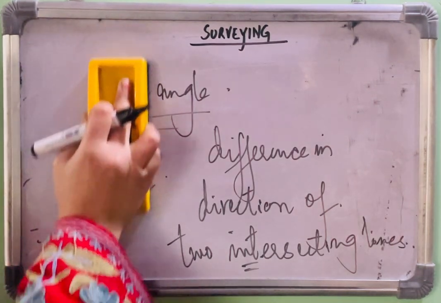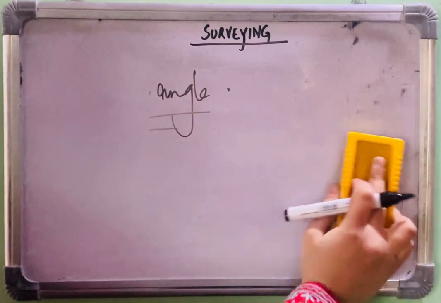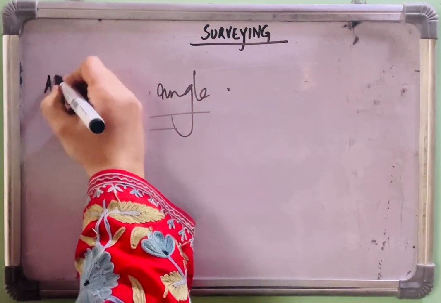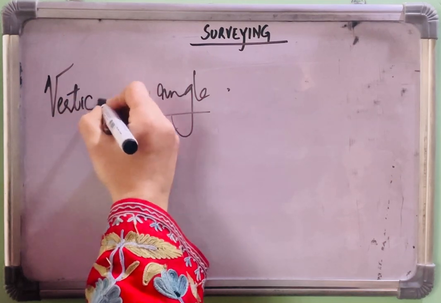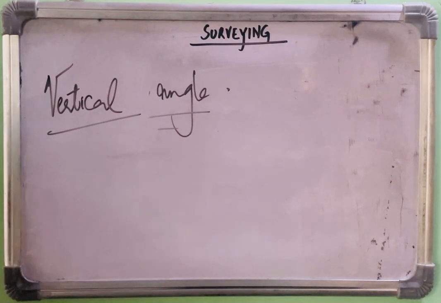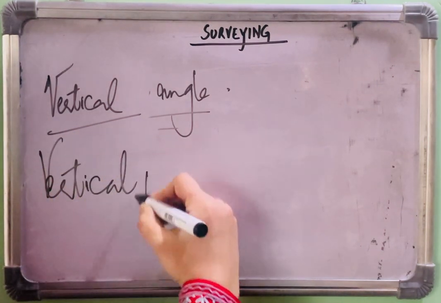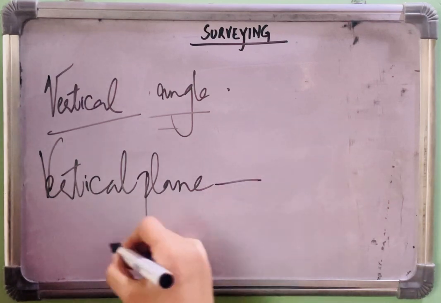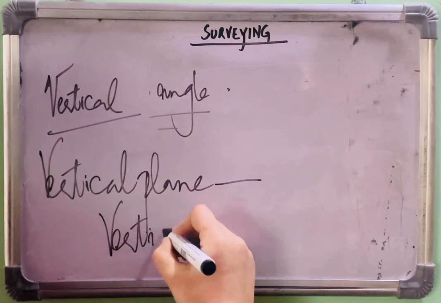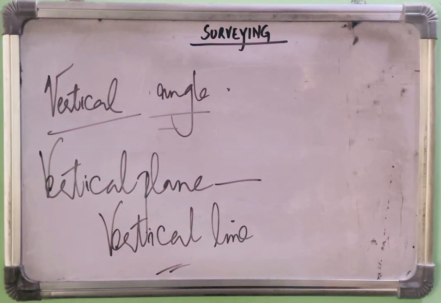How about the vertical angle? The vertical angle is measured between two lines in a plane that is vertical at that point. And the vertical plane is the plane that contains the vertical line. So this was about the basic measurements in surveying.